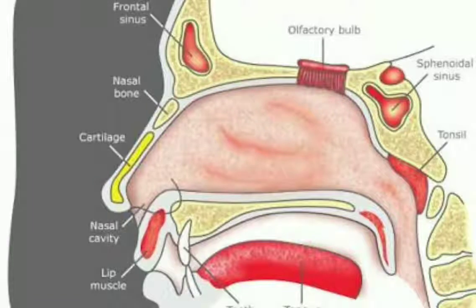This is the internal structure of a nose. It helps us to smell various things. We breathe through our nose. Inside the nose, there are nerve endings that are sensitive to smell. They send messages to the brain. Our brain tells us about the smell.